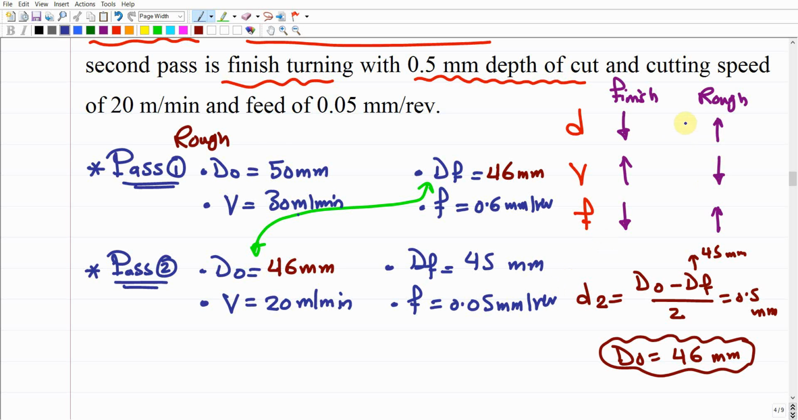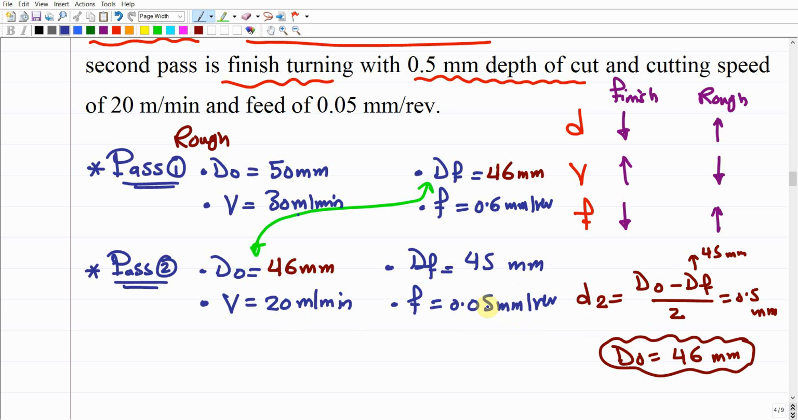Make sense? Here the cutting speed was decreased. The cutting speed doesn't necessarily affect it, but in many cases, to have a finished surface, it is recommended to increase the cutting speed and decrease the depth of cut and the feed. The depth of cut in the second pass is only 0.5, but the depth of cut in the first pass is going to be 4.5 millimeter. The feed has been decreased. Here the cutting speed was decreased, yes, but we still end up with a finished surface.